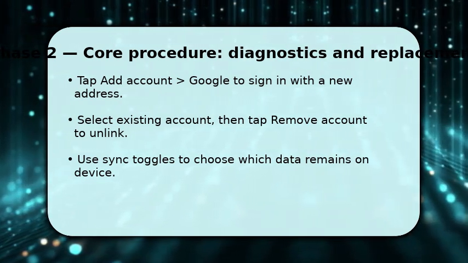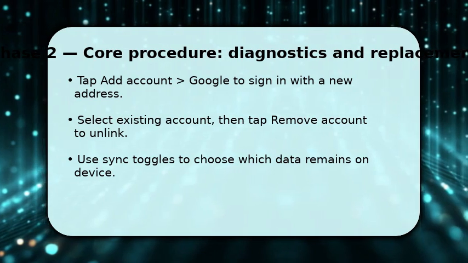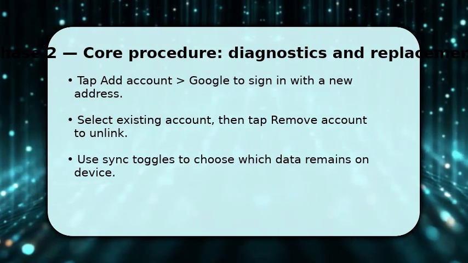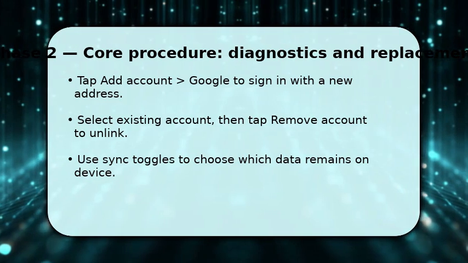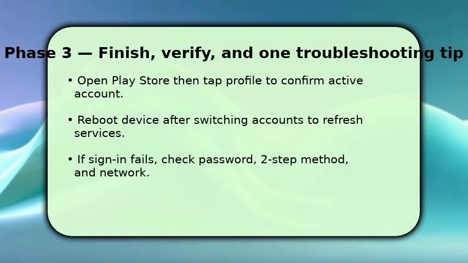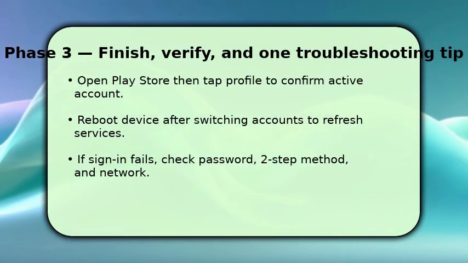Make sure to adjust the sync toggles for contacts, calendar, and drive so only the items you want stay on the phone. Finish by confirming the change in apps. Open Play Store and check the profile icon shows your new account.